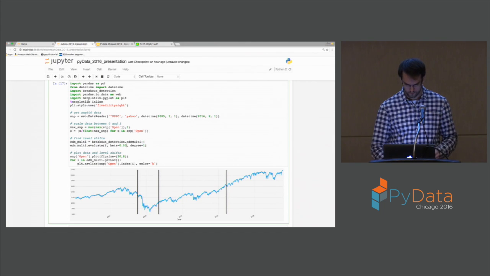So we can change it here. I'm still connected, yeah. 0.8.